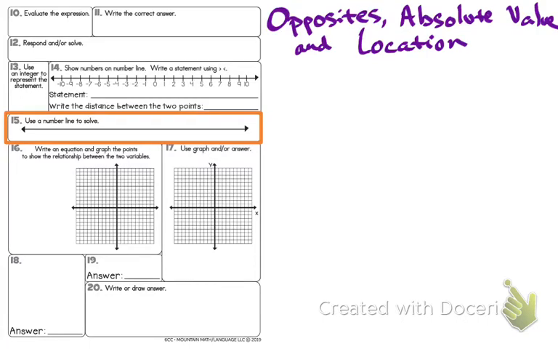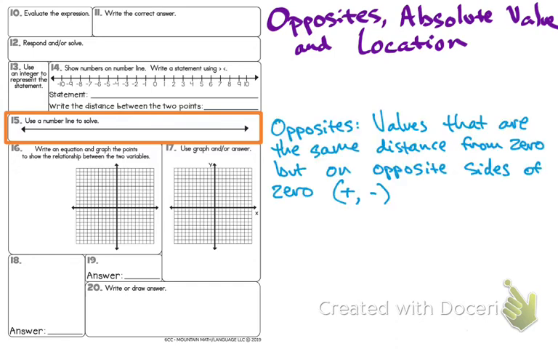Welcome to our tutorial for our daily review, question number 15. Question 15 is describing three different concepts: opposites, absolute value, and location. And for all three of those things, we're going to use a number line similar to what we did in question 14. Let's talk about each one of those concepts individually, and we'll go ahead and start with opposites.